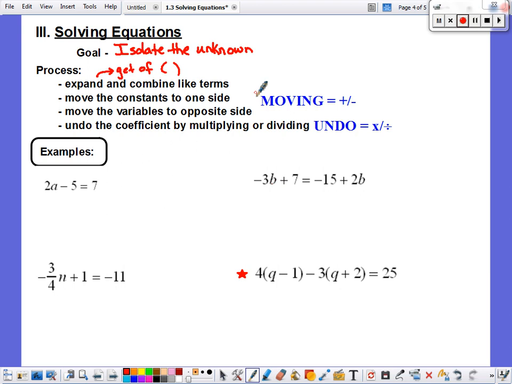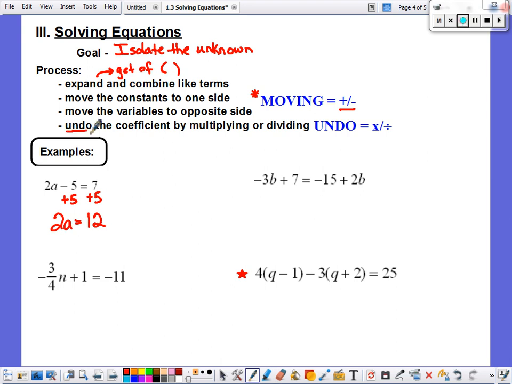Whenever we're involved with moving, we're talking about addition and subtraction. We're undoing it through the inverse property of addition. And so here, if I want to undo a -5, a subtraction of 5, the opposite of that would be adding 5. That's the property we're using. And I'm moving my constants over to the other side. Now, our variables are already on the opposite side as our constants, so we're in great shape.